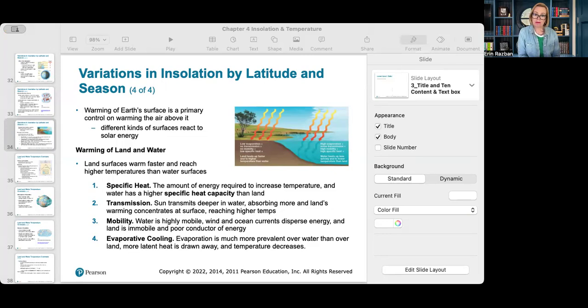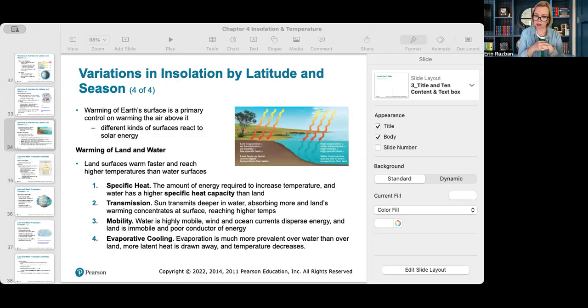Let's start with a basic principle. Different surfaces on Earth react differently to solar energy. While there are countless types of surfaces on our planet, from desert sands to urban concrete, from tropical rainforest to Arctic ice, the most significant contrast exists between land and water surfaces.